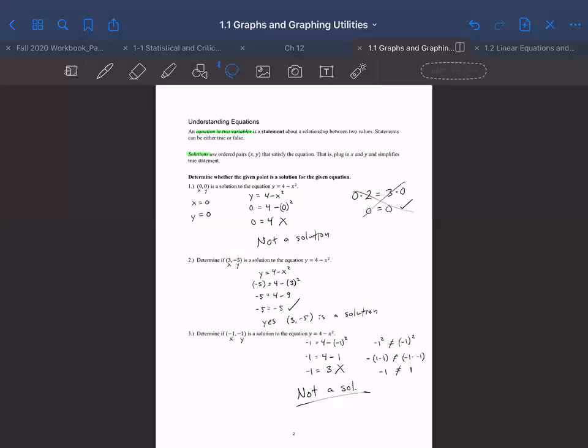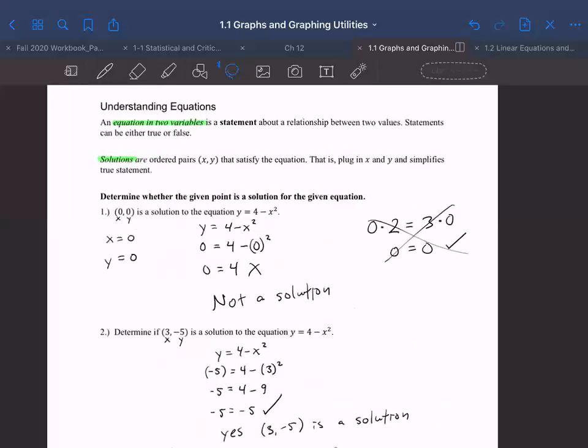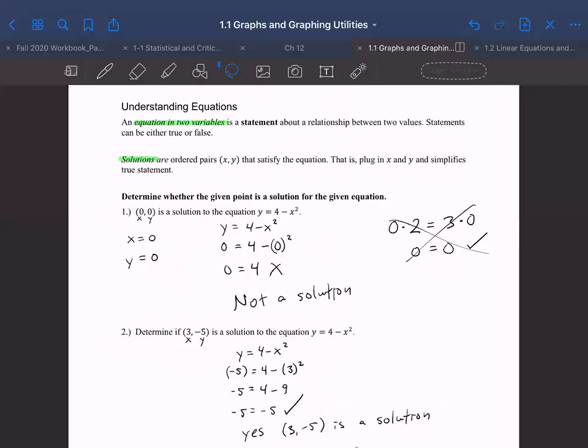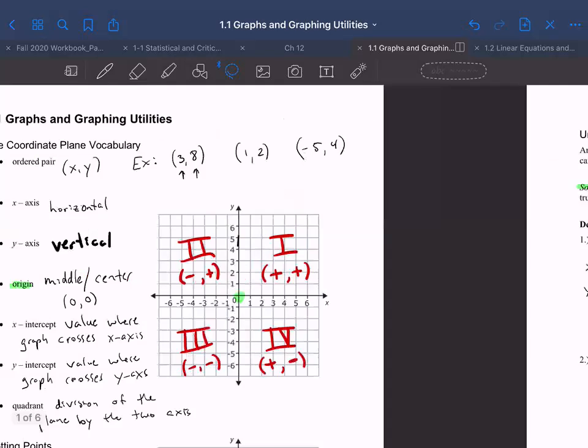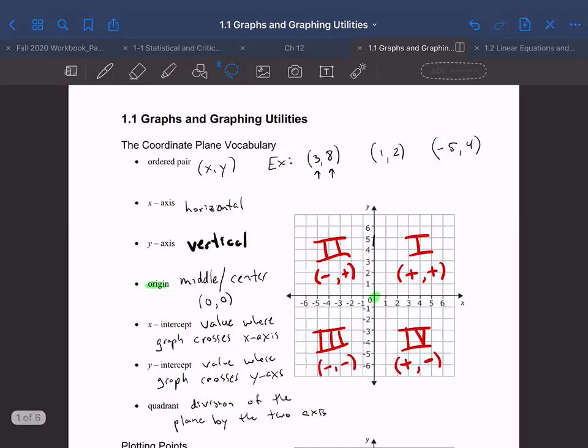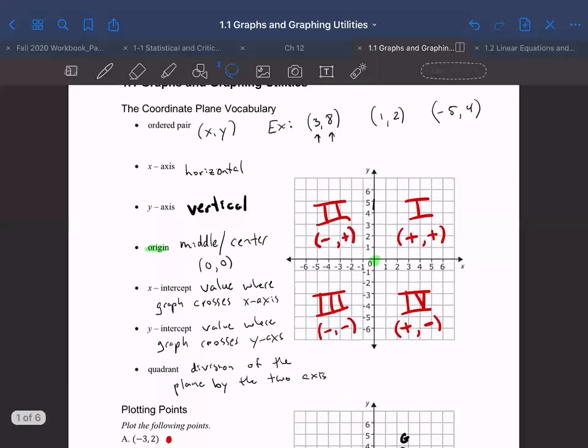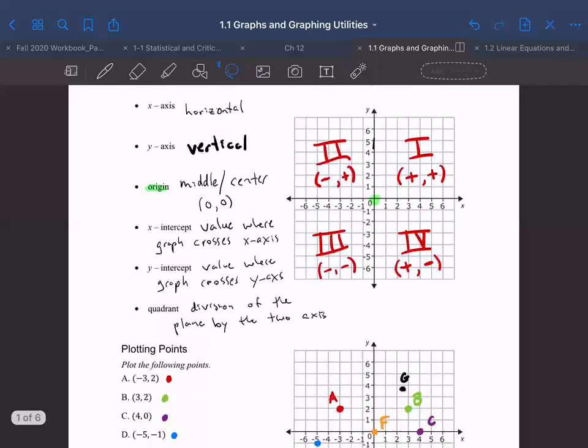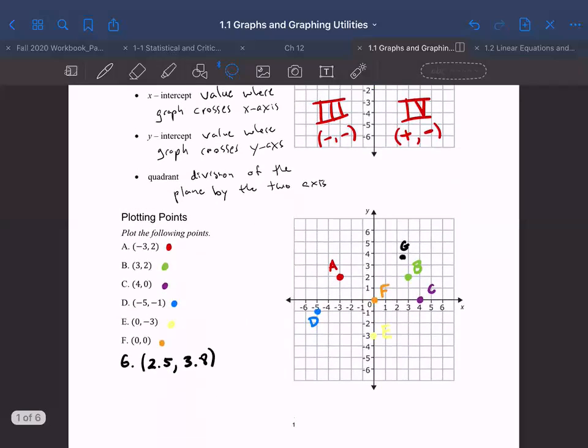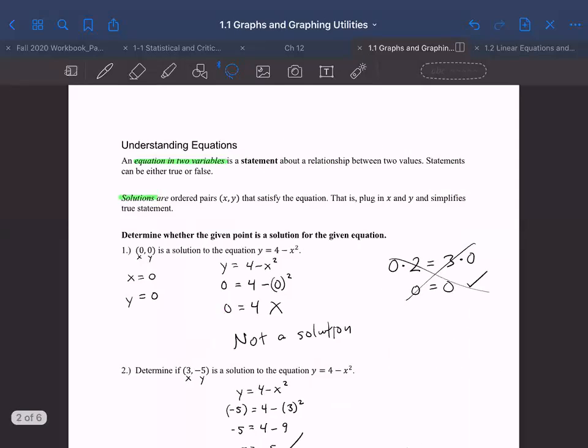All right, so what we have here is the next page of 1.1, and it is about understanding equations. On the previous page, we went through, just as a quick review, some definitions that you should definitely know, and labeling, and also plotting of points. Now we're going to start to get a little more complicated. We're going to start talking about equations. I filled this page out ahead of time just for time's sake.